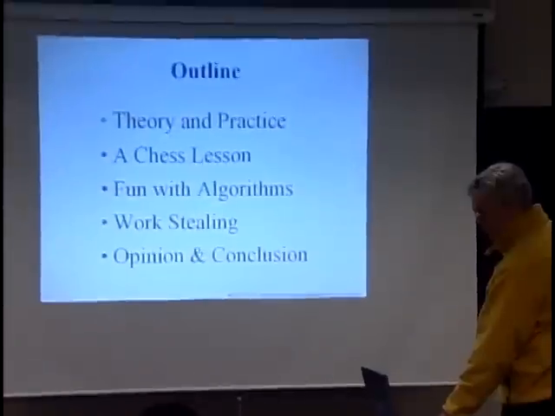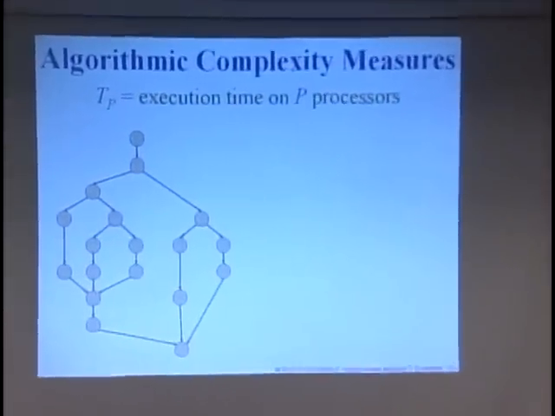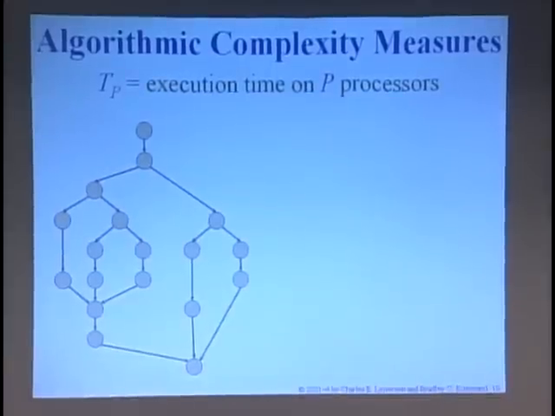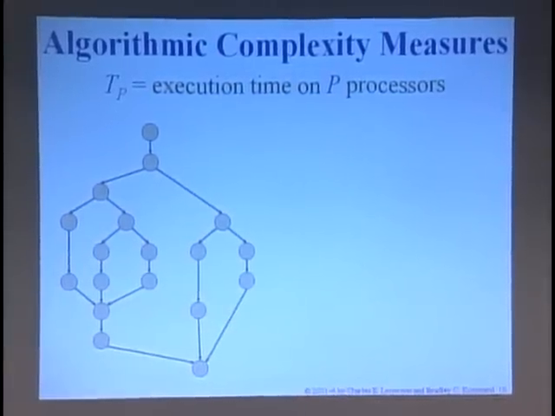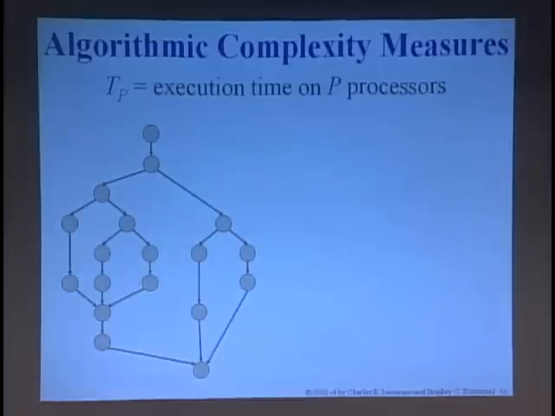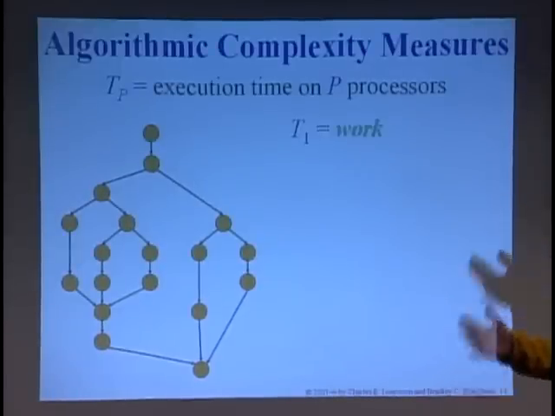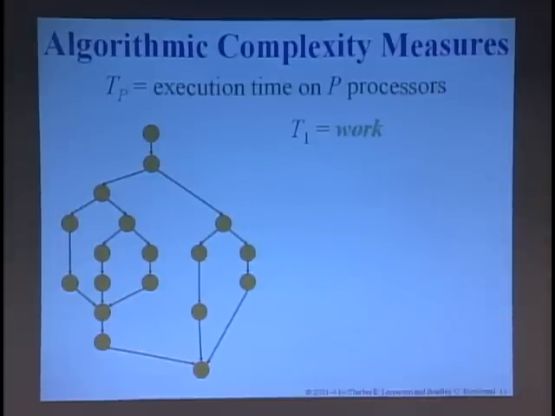So let me do a little theory and practice. In Cilk, we have some fundamental complexity measures that we worry about. We're interested in being able to predict the runtime of a Cilk program on P processors. So we want to know T sub P, the execution time on P processors. What we have to work with is a directed acyclic graph that, for a particular input set, is a well-defined graph. And we can come up with some basic measures of this graph.